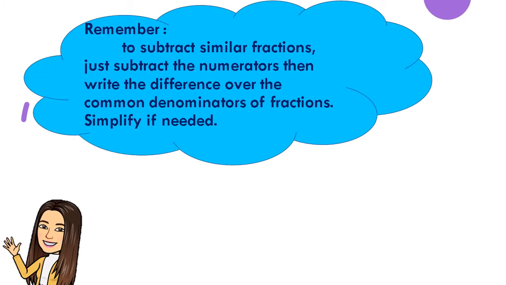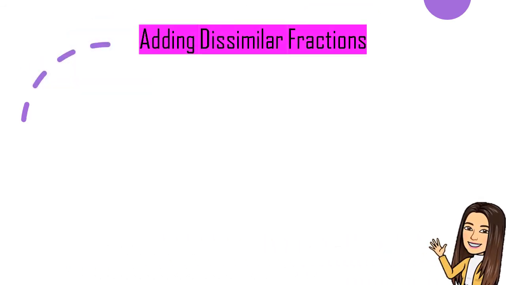Remember, to subtract similar fractions, just subtract the numerators, then write the difference over the common denominator of the fractions. Simplify if needed. Now let us go to adding dissimilar fractions. 1/2 plus 2/3. That is, first, change them into similar fractions.